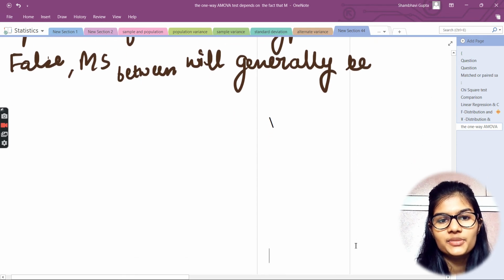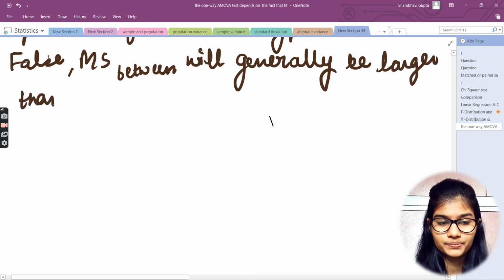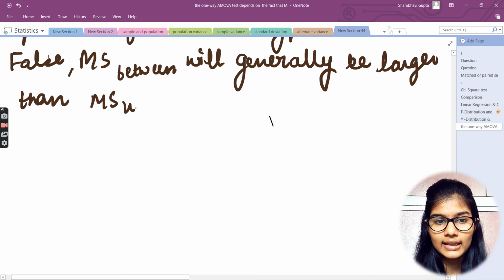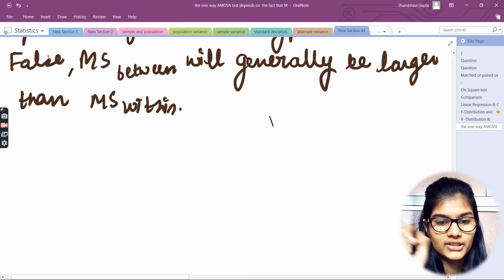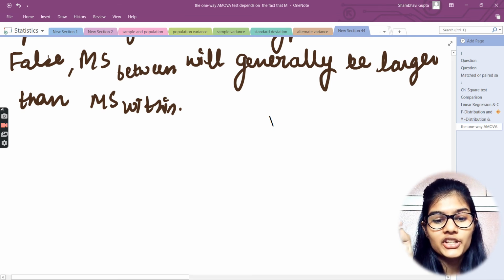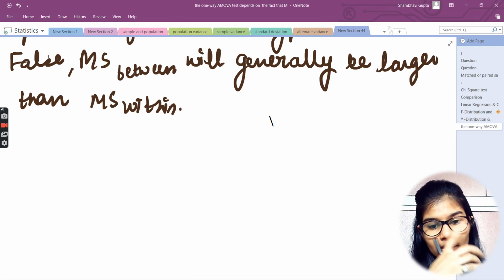So in that case the MS between will generally be larger than MS within. Then the F ratio that will be coming will as well be larger than 1 in that particular case. Fine.